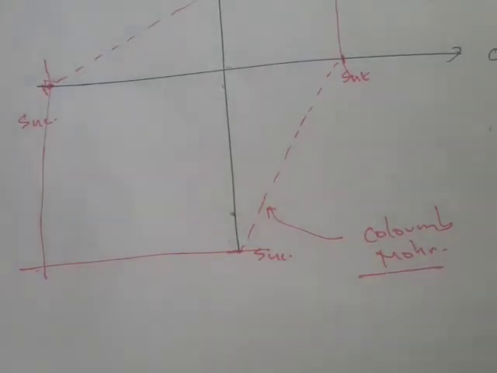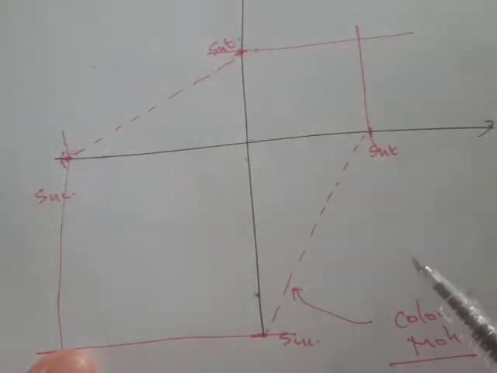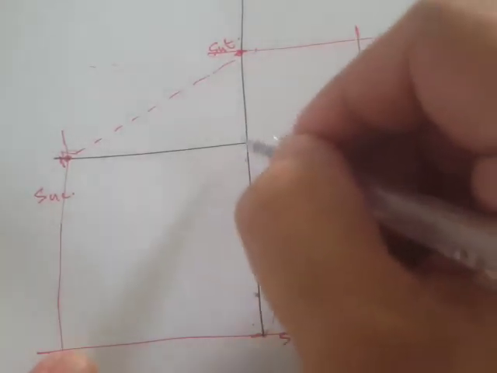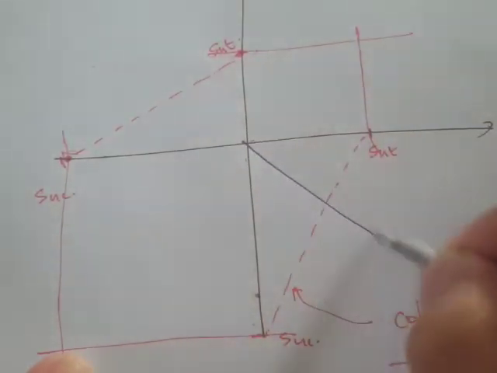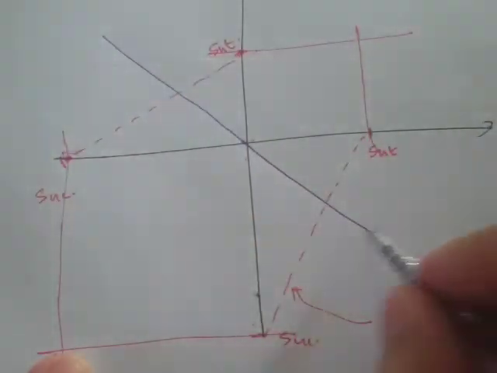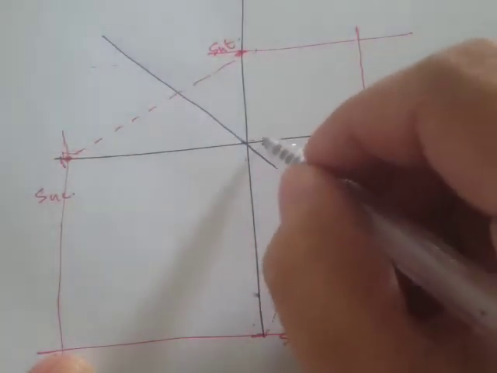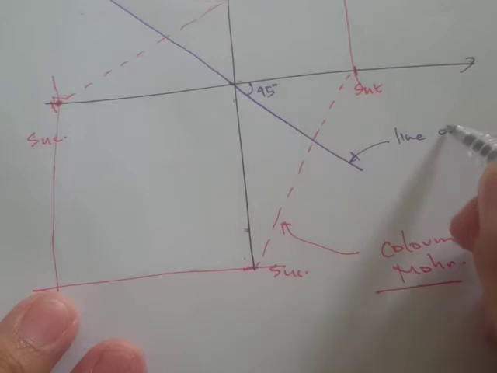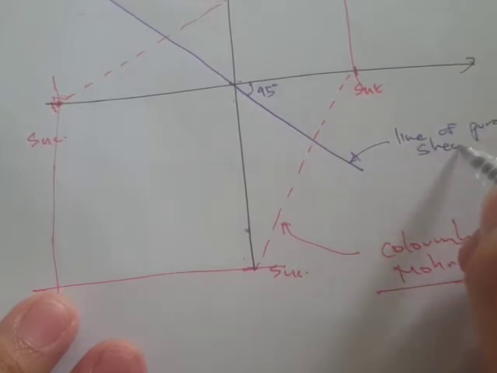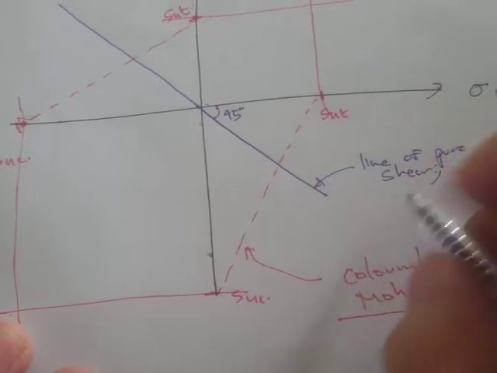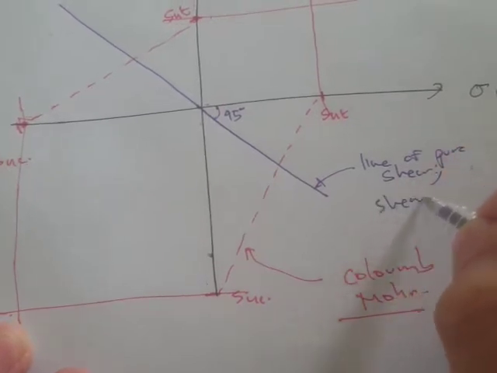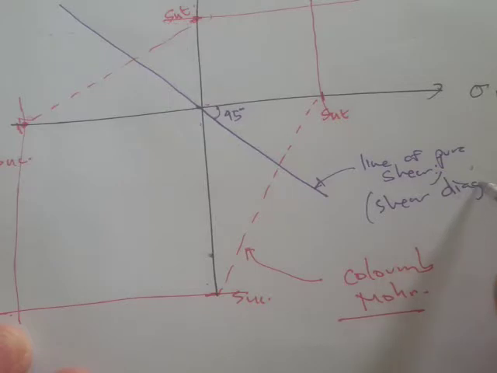So the modification is that there's actually a line or a locus of points wherein the stress state would be purely shear. Okay, and that's going to be the line that's 45 degrees, like this. I think here, let's say 45 degrees. So let's write here: line of pure shear, or sometimes they refer to this as the shear diagonal.